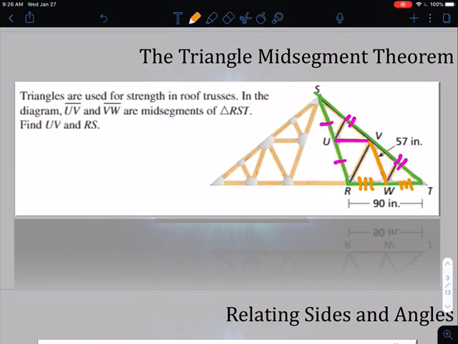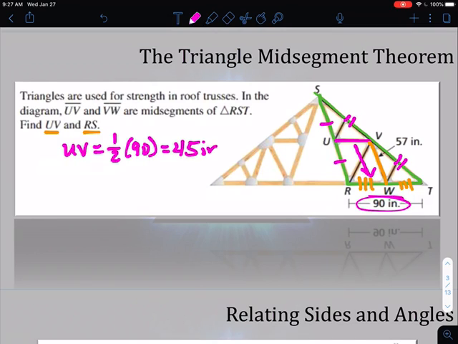Now if we look at the picture here, it says find the length of UV and find the length of RS. So I want to know how big UV is, and I want to know how big RS is. So UV is the mid-segment. Now if I go across to the opposite side here, that side is 90 inches long. So UV should be half as big as the 90, which means it's going to be 45 inches.